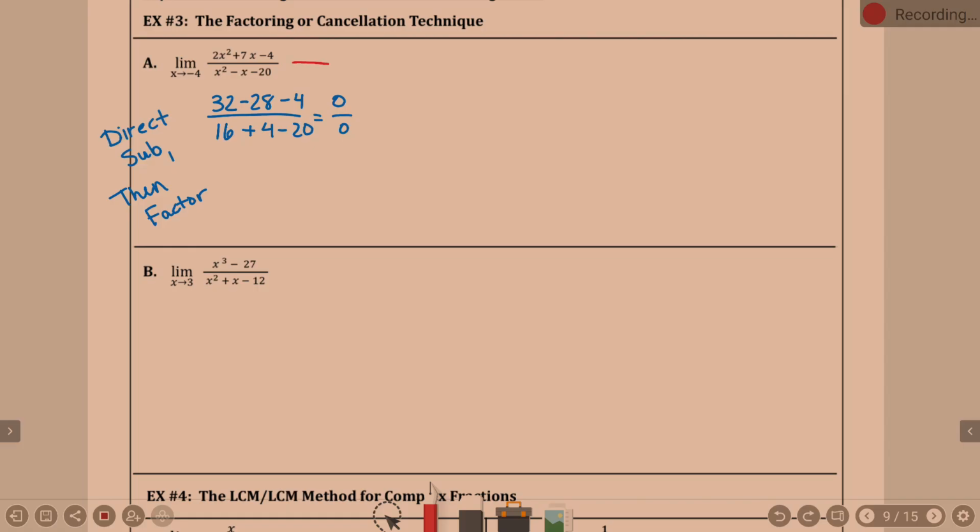So, the limit as x approaches -4. Okay. Where's the factoring you know? Denominator factors into x minus 5 and x plus 4. Okay. Numerator.